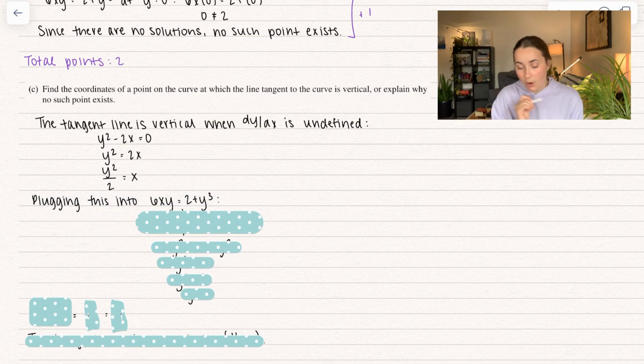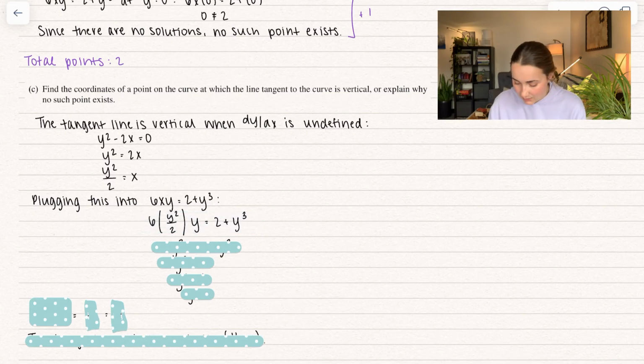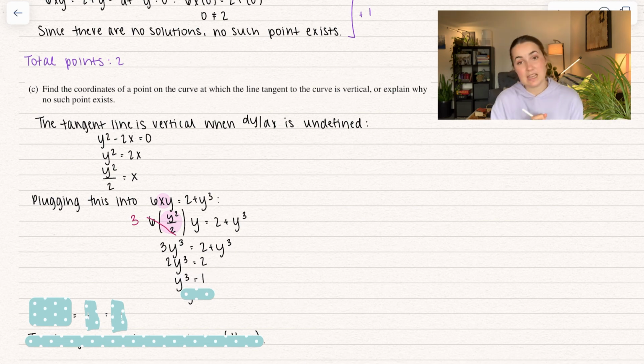So plugging this into our original equation, we're going to plug in x is equal to y squared divided by 2, right? I replaced my x right here. We're going to go ahead and solve that through. So first we have that 6 divided by 2 is equal to 3. So we get 3y squared times y is equal to y cubed is equal to 2 plus y cubed. I'm going to subtract over that y cubed, and then I'm going to divide by 2. Taking the cube root of both sides, we get y is equal to 1. So we can plug that back into x. y is equal to 1. We get 1 squared divided by 2, which is equal to 1/2.